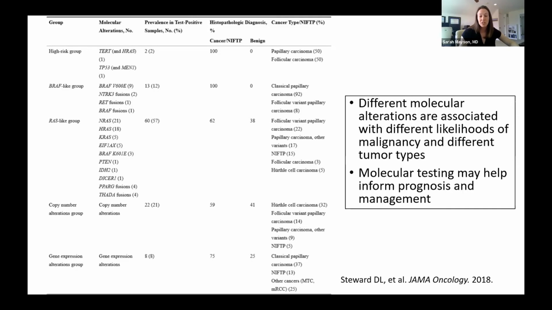Copy number alterations, as you will recall, are found typically in Hürthle cell neoplasms, although you can see them in follicular neoplasms as well, and other tumors. And gene expression alterations can be seen in a number of different tumor types, including medullary thyroid cancer.